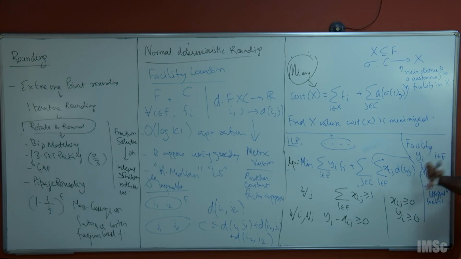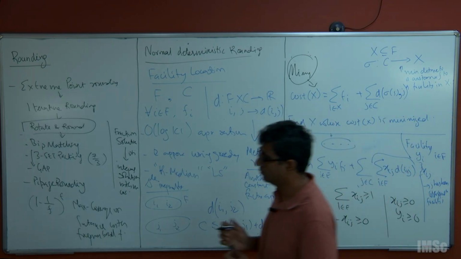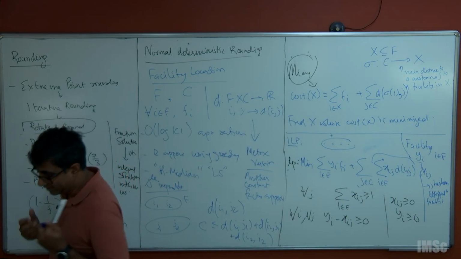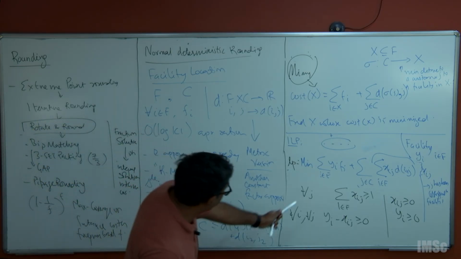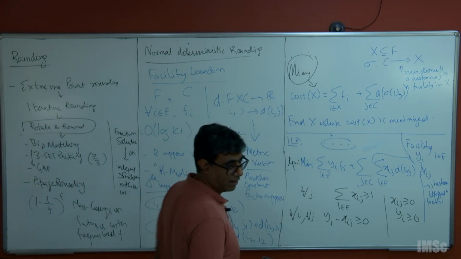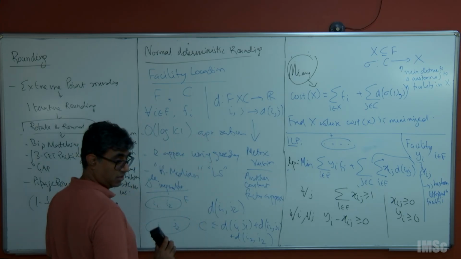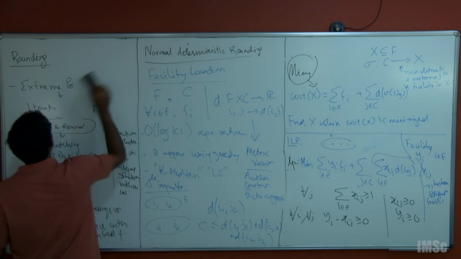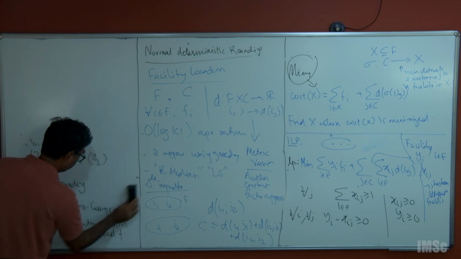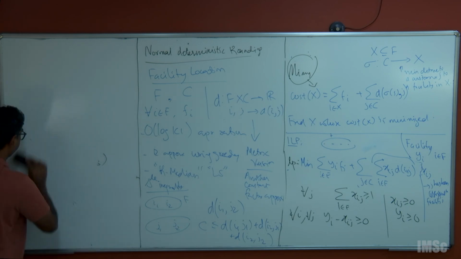So this is my LP and I'm going to solve it. No tamasha, I'm just going to solve it. It's a minimization problem, so this provides a lower bound on the cost of the ILP. Is that fine? Okay, so let's solve this.